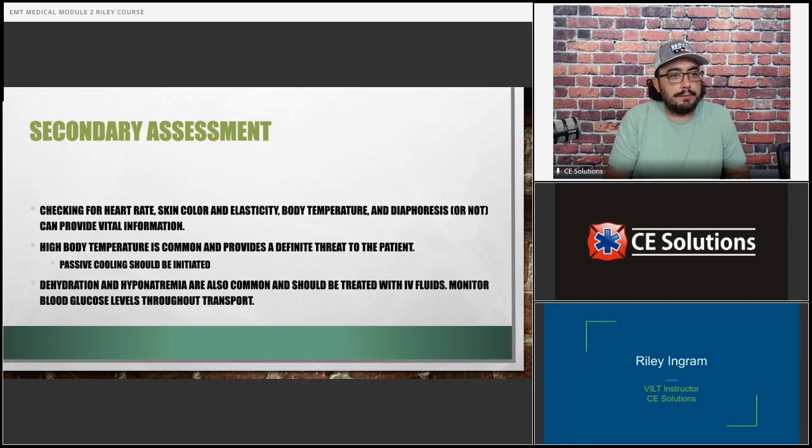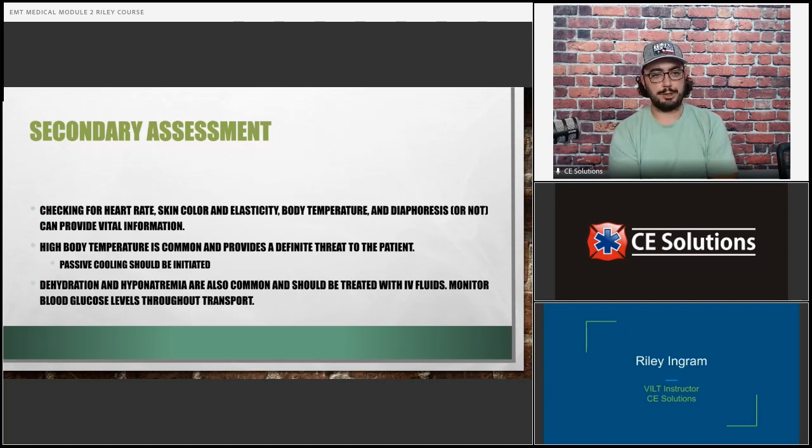Are they diaphoretic? Diaphoresis or not can provide vital information. High body temp is common and provides a definite threat to the patient, so passive cooling should be initiated. It's especially going to be the case with amphetamines, ecstasy, things like that. Your rave drugs. Hyperthermia is common in those drugs.